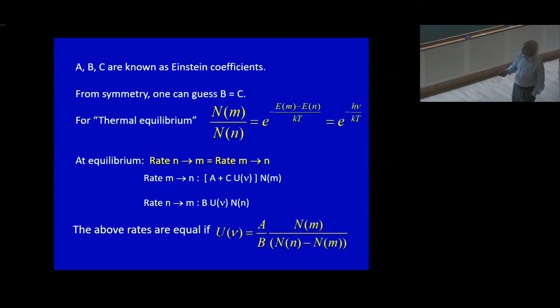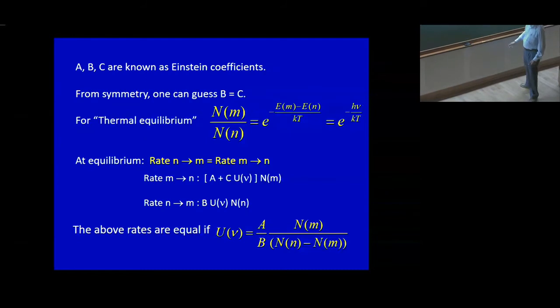Now, as I already said, at thermal equilibrium, the rate from N to M must be equal to the rate from M to N. What is the rate from M to N? It is (A plus C U nu) into Nm from the previous slide. What is the rate of transition from the lower to upper level? It is the Einstein coefficient B U nu into the number of particles in the lower level. Now, the above rates are equal. That's why I raised this.